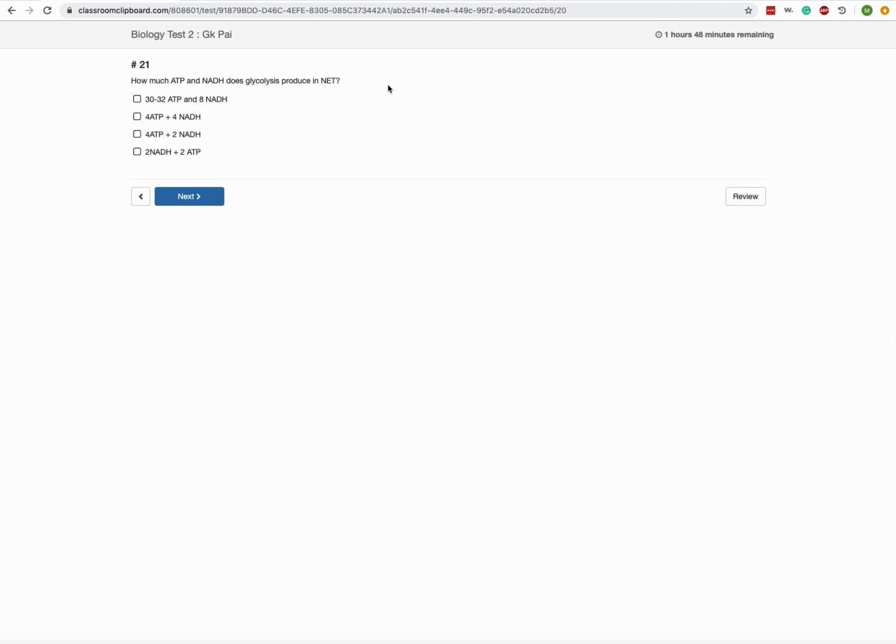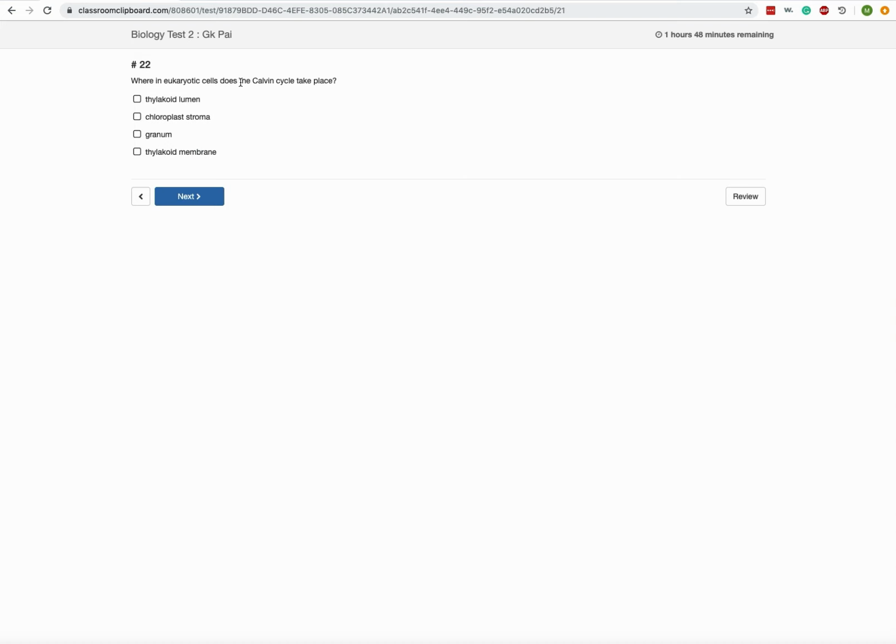I don't exactly remember the name of the step, it's not important. And we also get another 2 ATP on the final conversion to pyruvate. So 4 ATP minus 2, and 2 NADH. That is 2 NADH plus 2 ATP.